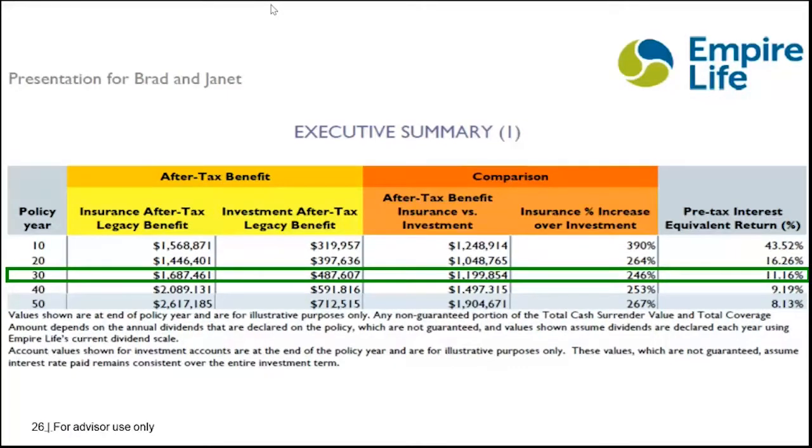But when we focus on the 30-year point in this illustration, there is almost a $1.2 million increase in the after-tax benefit to the estate, $59,500 more than with the guaranteed 8-pay by using the corporate legacy builder strategy, or an almost 250% increase over the alternative investment. And in this case, the equivalent pre-tax rate of return still worked out to over 11%, slightly higher than with the guaranteed 8-pay.